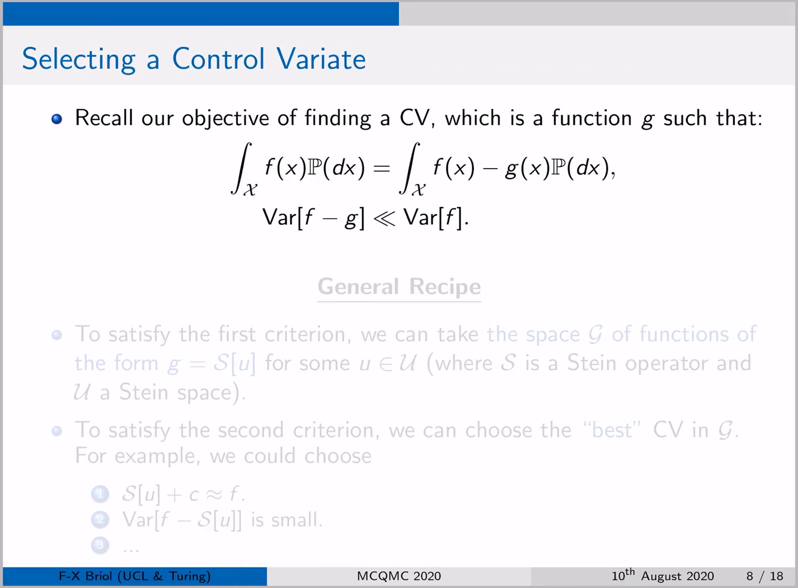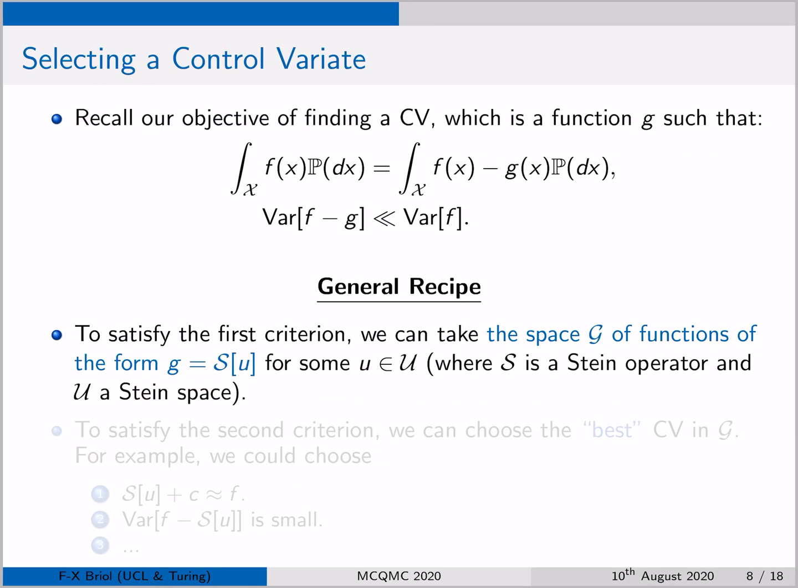So let's go back to where we were. If you recall, I had this objective for finding a control variate, which was to find a function g which integrates to 0, and such that f minus g has smaller variance than f. I've told you how to do the first step. All you need to do is take any function of the form Su, and that's a valid control variate. This is using Stein's method.